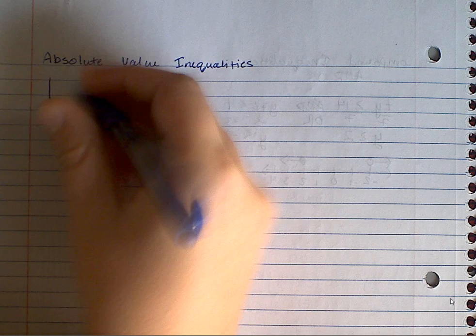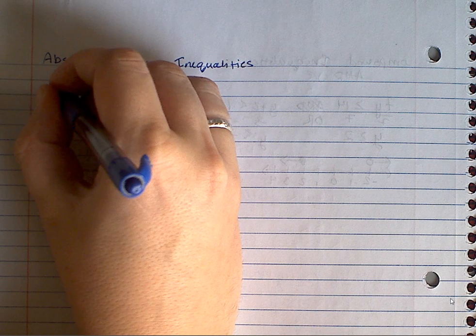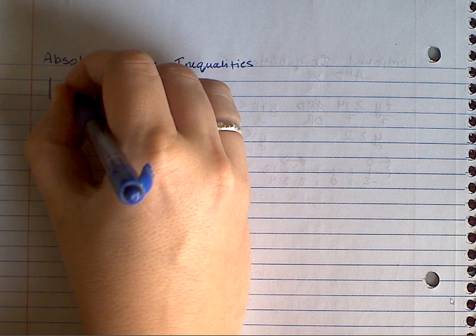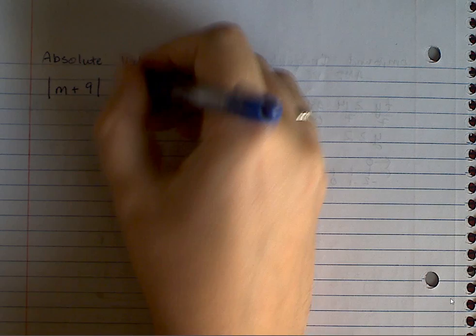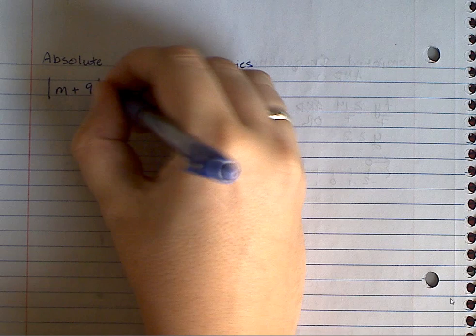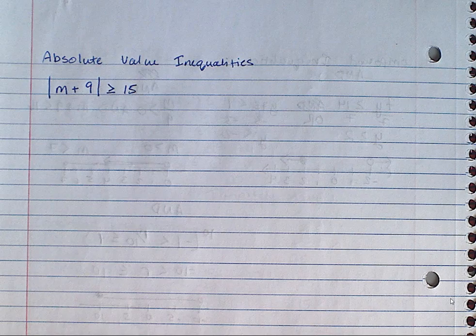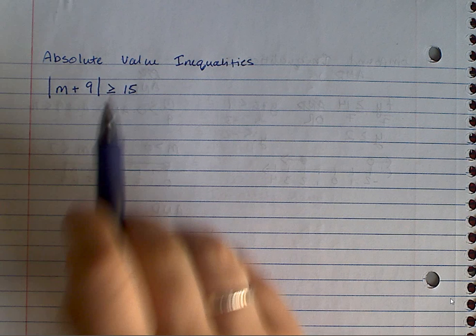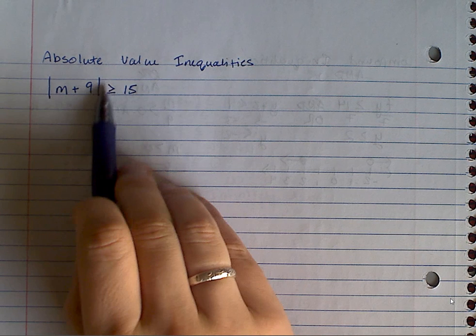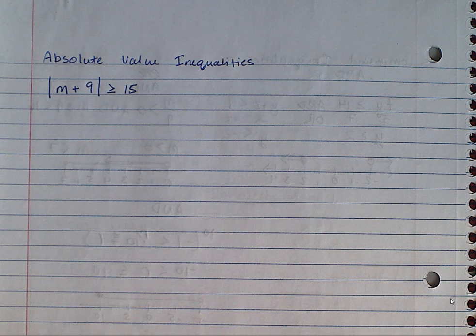So, absolute value inequalities, what these look like. Let's take them pretty simple here. Let's do, I'm feeling M today. So let's do M plus 9 inside the absolute value, greater than or equal to 15. So this is an example of an absolute value inequality. It's just like an absolute value equation, just instead of having an equal to here, it has an inequality. In this case, I used greater than or equal to.